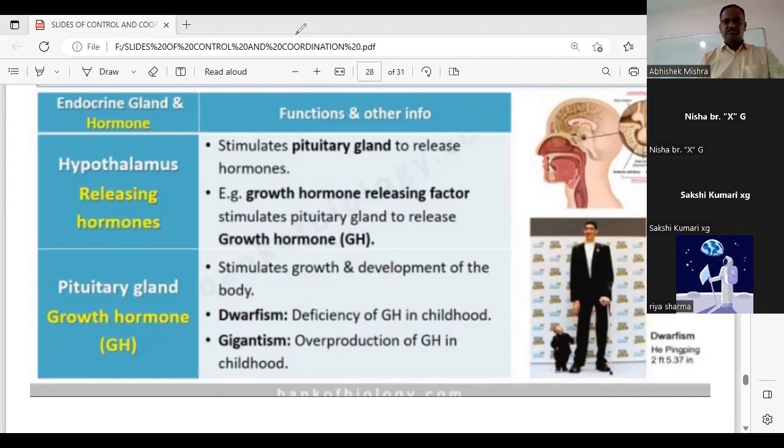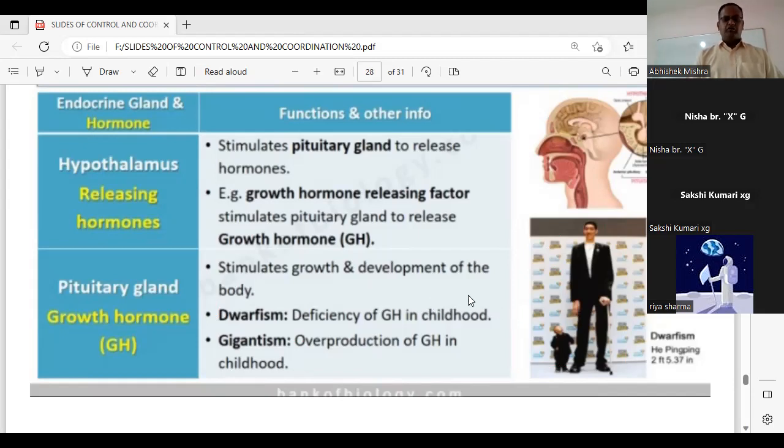Yes, sir. Sakshi, what happens in dwarfism? The production of growth hormone is less. Very good. And the person will be short in structure. Okay, very good, Sakshi.